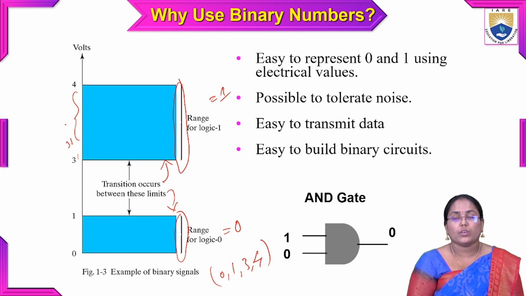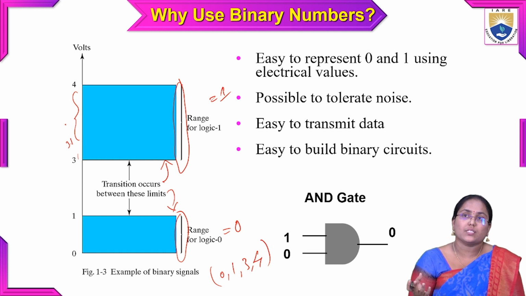So now, why we need to use these binary numbers is that it is easy to represent 0 and 1 using electrical values.